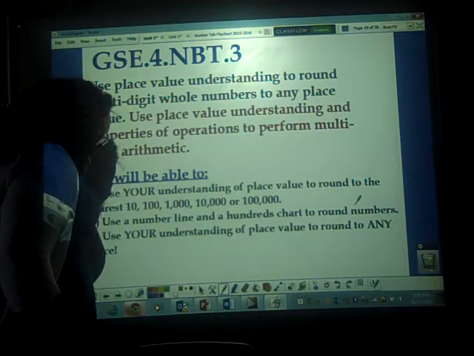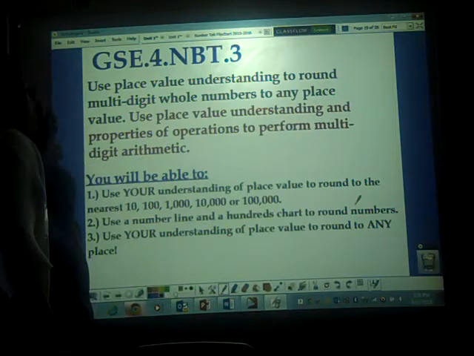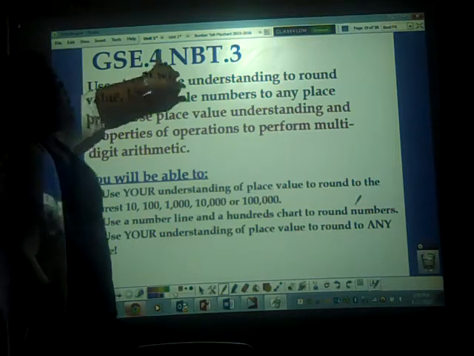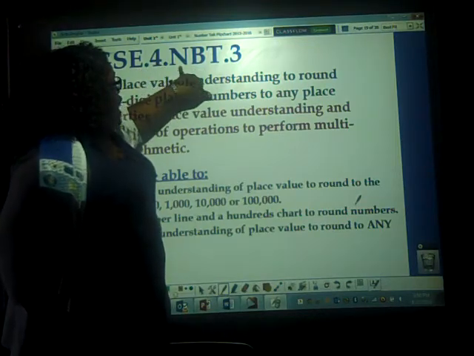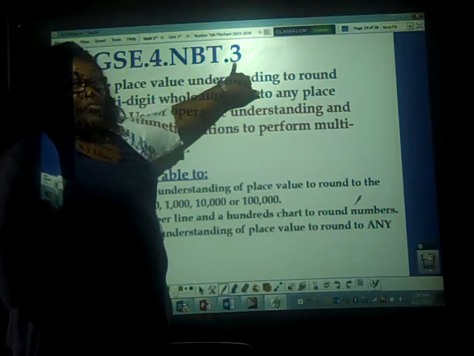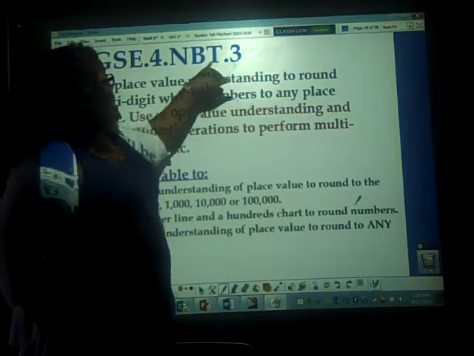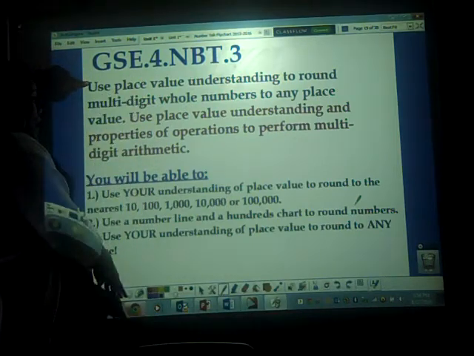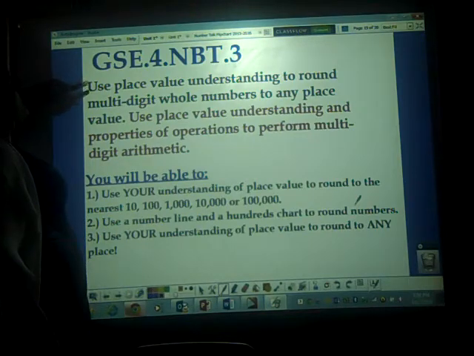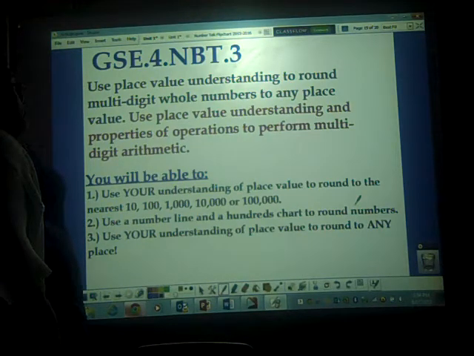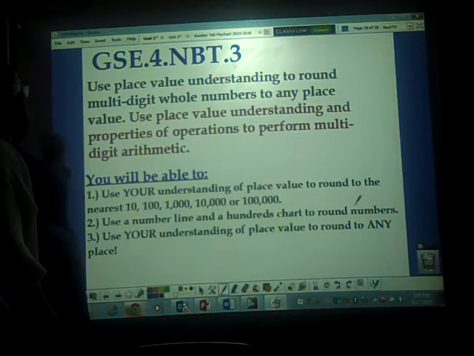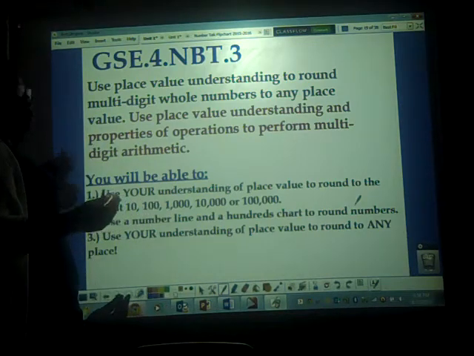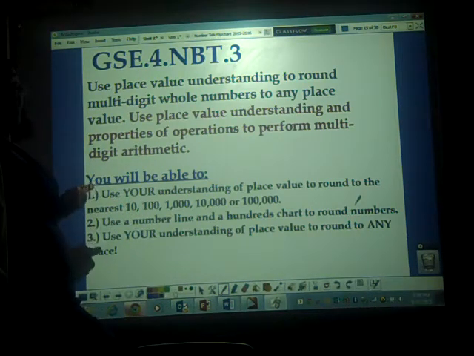We are working on GSC 4.NBT.3, Georgia Standards of Excellence. 4 stands for 4th grade, that's you. NBT stands for Numbers and Operations in Base 10, and the 3 represents the 3rd standard in this domain. This standard reads, remember, you do not have to write this down because it's already in your unit plan. Use place value understanding to round multi-digit whole numbers to any place value. Use place value understanding and properties of operations to perform multi-digit arithmetic.